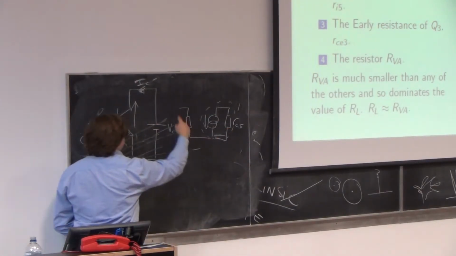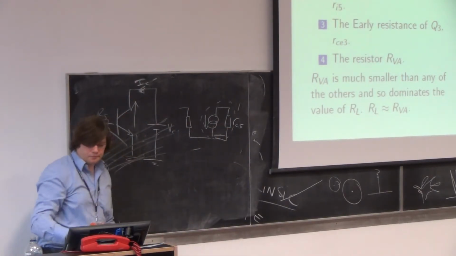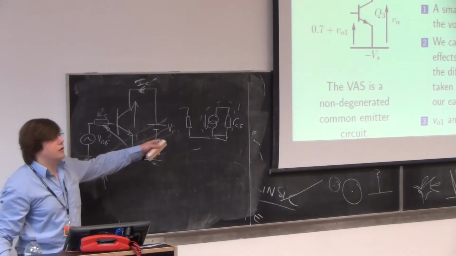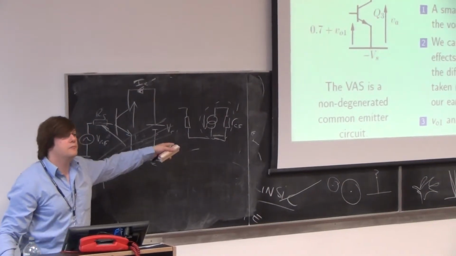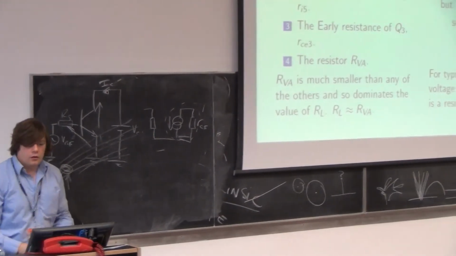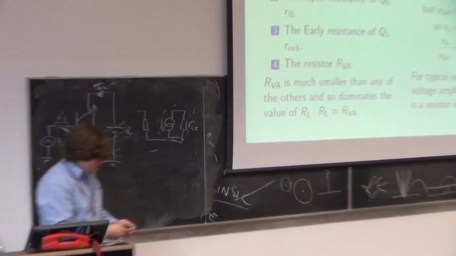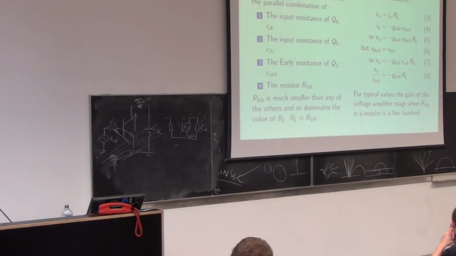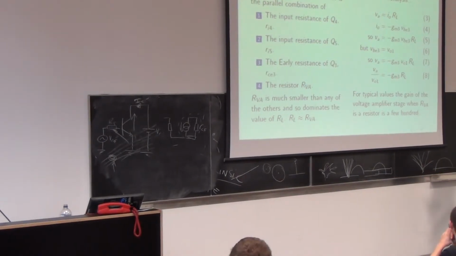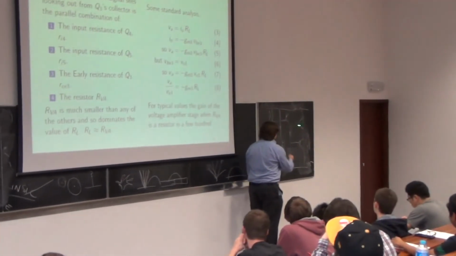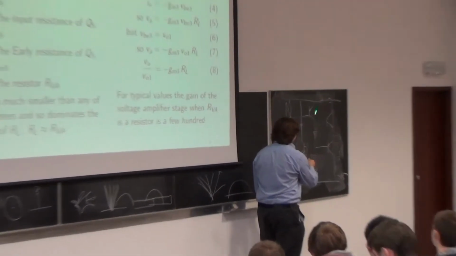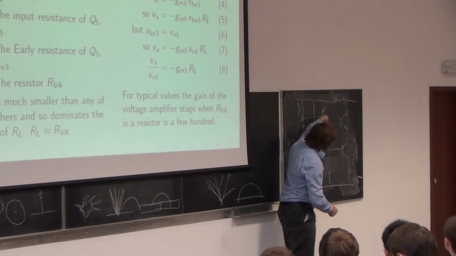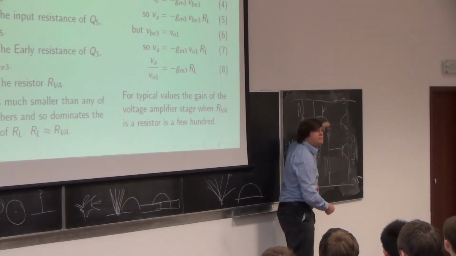This resistance, the effect of it is to make those lines slightly curved and give you an early voltage. That's not RL though, but it's in parallel with RL on the screen. We've got the input resistance of this transistor and the input resistance of this transistor, RC across there, and we've got the value of this resistor, all seen by a signal trying to get out of this collector.